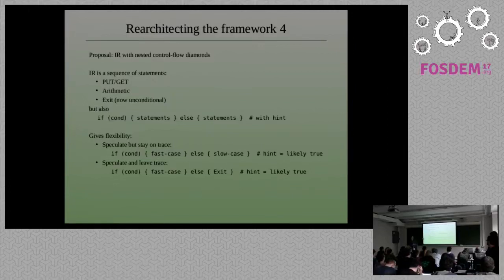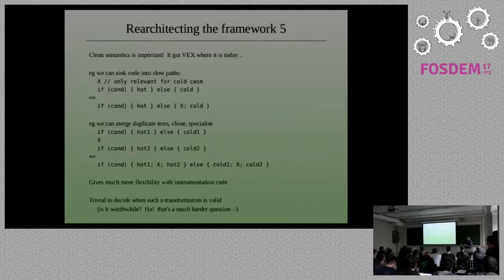And we have some flexibility. So we can say we're going to speculate, but we stay on the trace. So we can have a control flow diamond which goes apart and then comes back together. Or we can speculate and leave the trace, if you really want to do that, by putting your unconditional exit in one of the branches. And presumably we will have the JIT understand that one of the branches is never going to continue, so the other one is the hot branch. So we can do some kind of transformations, maybe.